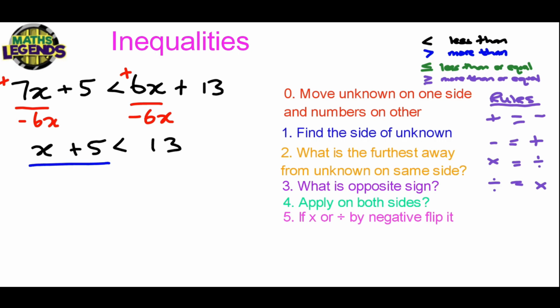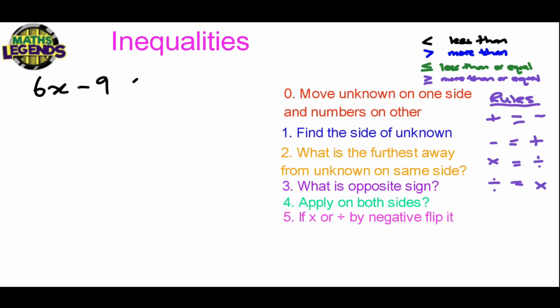Now the unknown is on the left-hand side, so we need to get rid of the 5. Now this is a plus. So that means we need to use this rule. So we apply minus 5 on both sides and we simplify. So x stays as it is. 5 minus 5 is 0, less than. Sign doesn't change. 13 take away 5 is 8. So the answer is x is less than 8. Let's look at another example.